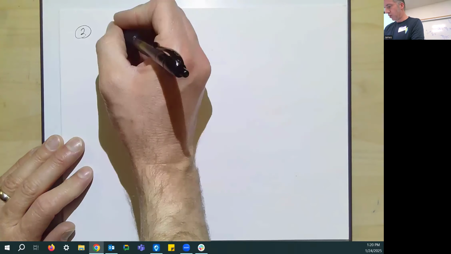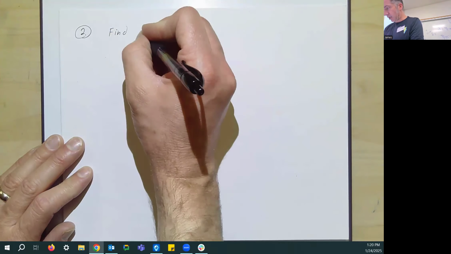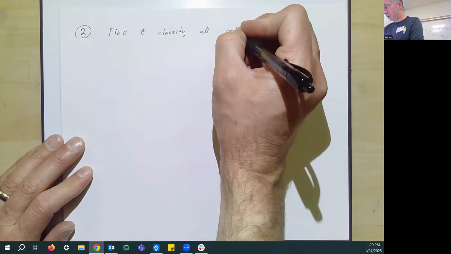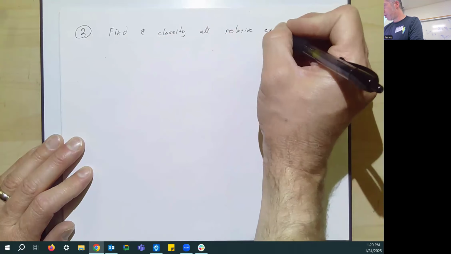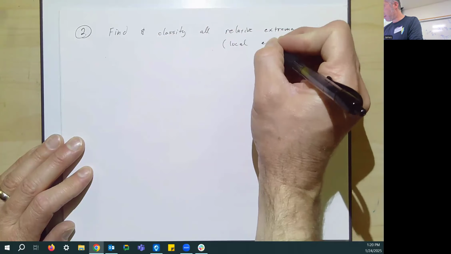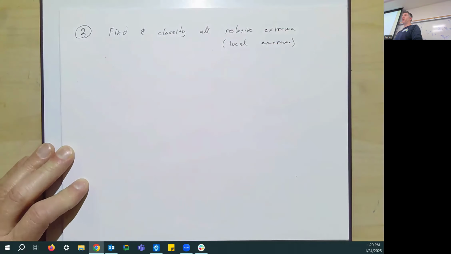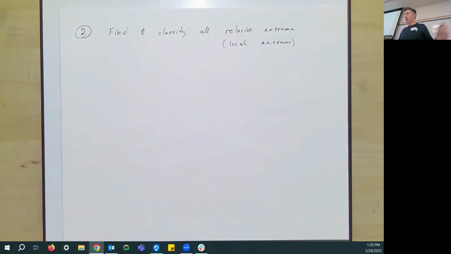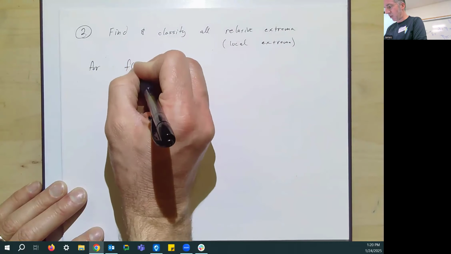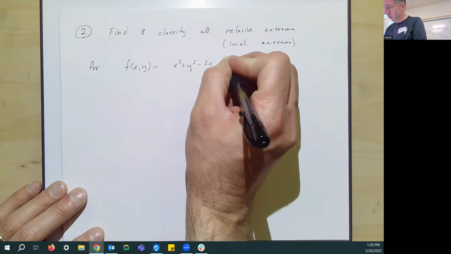So we want to, usually the words we use are find, we'll talk about classifying as well. Find and classify all relative extrema. Your instructor might call them local extrema, meaning they're just bigger than or less than all the things near it, but maybe not everything everywhere. For the function f of x comma y equal to x squared plus y squared minus 2x plus 4y plus 3.